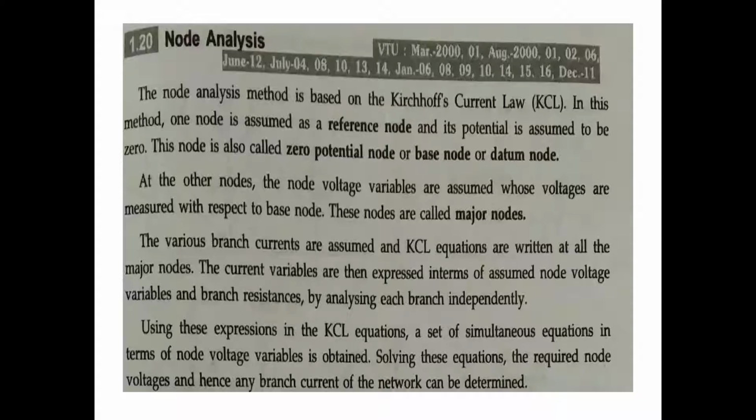The current variables are expressed in terms of the node voltage variables and branch resistance, by analyzing each branch independently. Using these expressions, KCL equations, a set of simultaneous equations in terms of the node voltage variables, are obtained.